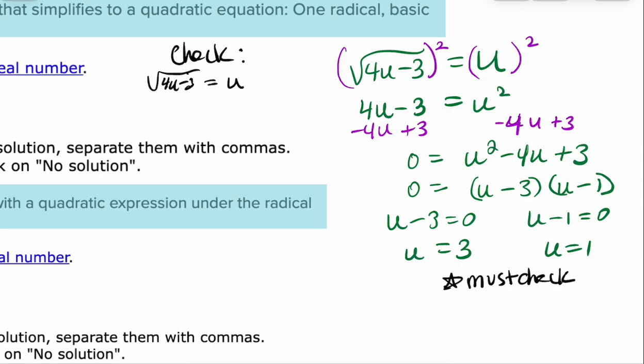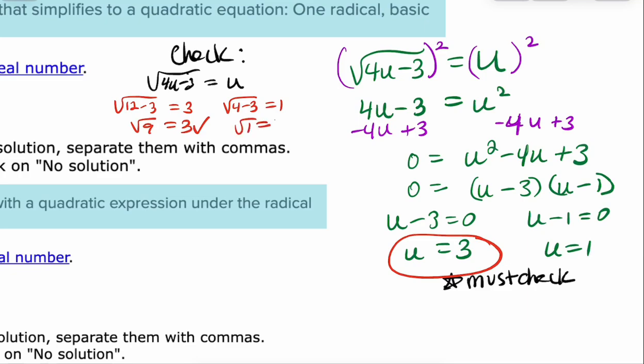So if I plug in 3 to that original, I get the square root of 12 minus 3 equals 3. The square root of 9 does equal 3, so I'm going to circle that one. It works just fine. Okay, so that one, when I plug it in, I get a true statement. That's great. Okay, now let's plug in 1. I get the square root of 4 minus 3. Does that equal 1? Well, that's the square root of 1, which is 1.